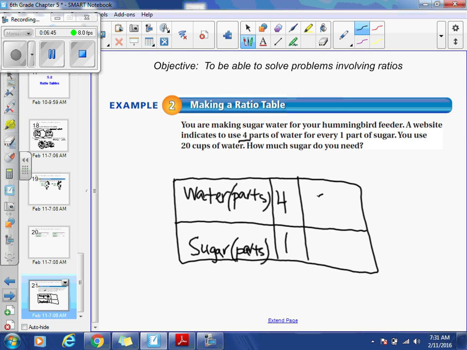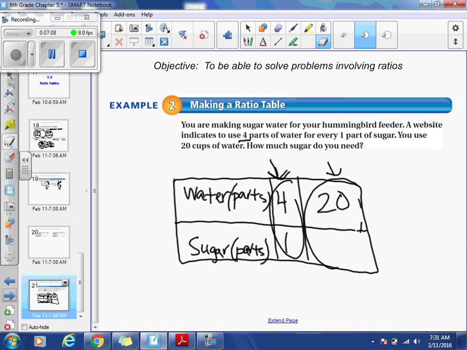You use 20 cups of water. You don't want to use four parts of water. You want to use 20. So if I'm going to use 20 instead of 4, how do I make an equivalent ratio right here? A ratio here that's equivalent to this, where it's representing the same relationship. That hummingbird food will taste exactly the same in this recipe as it does here.